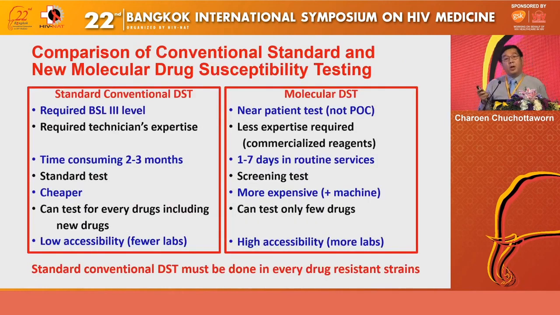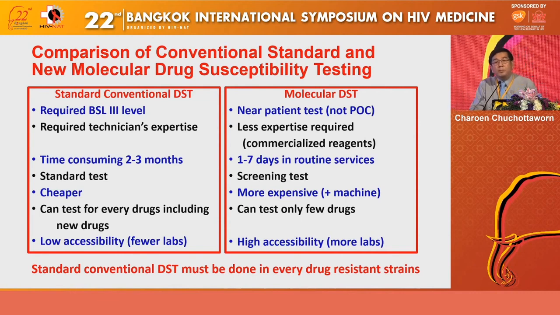Okay. I compare the conventional technique and the molecular test, to try to convince you that the molecular test is a good test, not the conventional one. Because for the standard conventional DST, we need a biosafety level 3 because we deal with the viable resistant strain. So we need a very safe lab, and we require expertise of the technician to do the test because we need to do the suspension, calibrate everything in the BSL-3 lab. And we get the result in 2 or 3 months. But this is the standard, and it's a standard test.